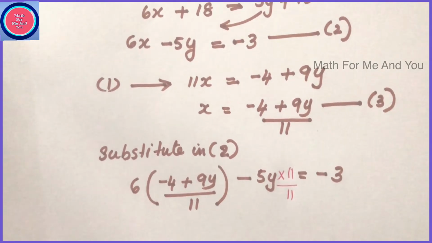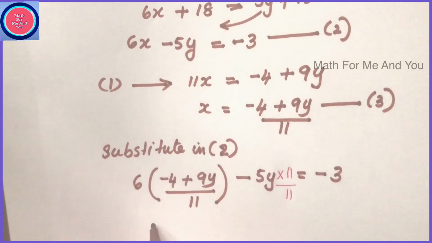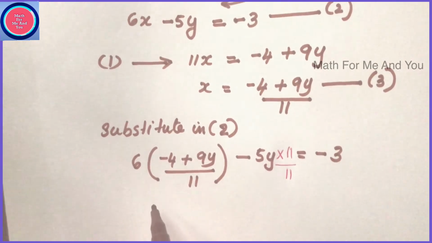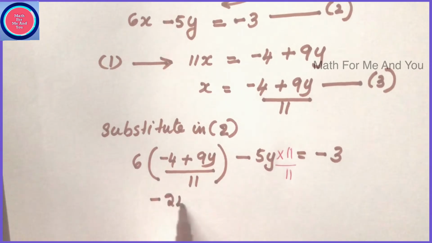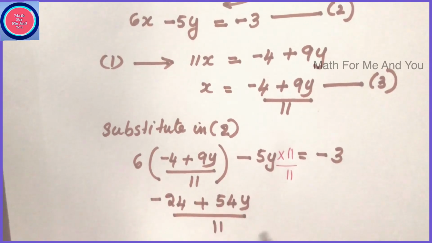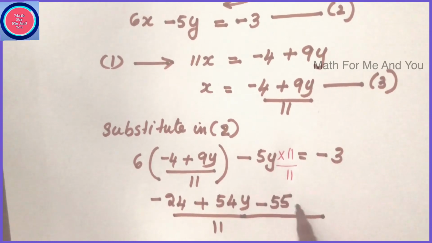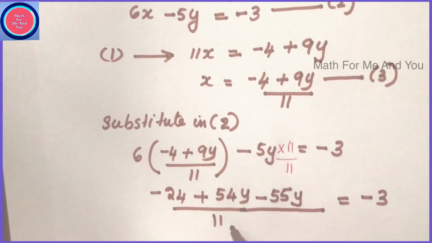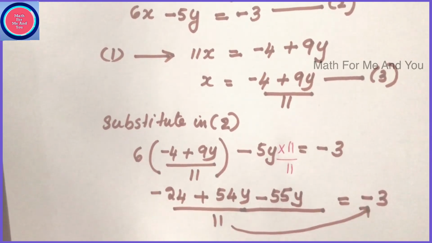Then we can see on the left side two fractions with the same denominator 11. First open the bracket, remove the bracket using times 6. 6 times minus 4 is minus 24. 6 times 9y is plus 54y. Here the denominator is 11. Also the next term has the denominator 11. We can join and write together with the same denominator. But the numerator is minus 5y times 11, which is minus 55y, equals minus 3.